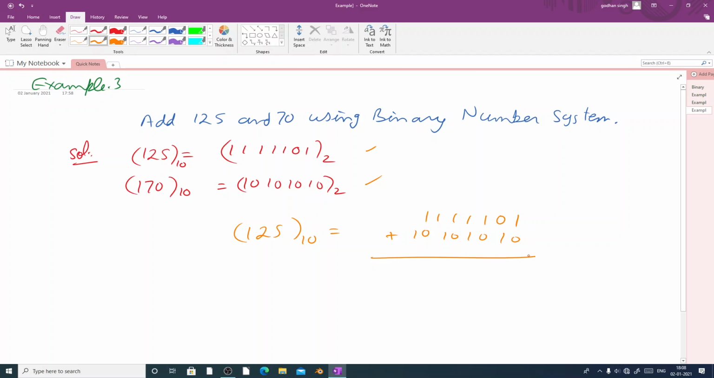Now we'll be applying the rule which you know. 1 plus 0 is 1, 0 plus 1 is 1, 1 plus 0 is 1. 1 plus 1, that is 1 0. So 0 will be here and 1 will be carried over. And 1 plus 1, that is 1 0. So 0 will be here, 1 will be carried over. Then here we are having 1 plus 1 is 1 0, and 1 0 plus 1 is 1 1. So 1 will be here, 1 will be carried over. Then 1 plus 1 is 1 0. So 0 will be written here, 1 will be carried over.